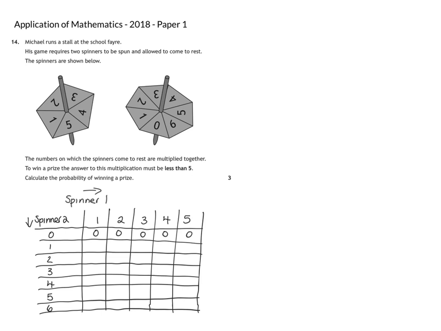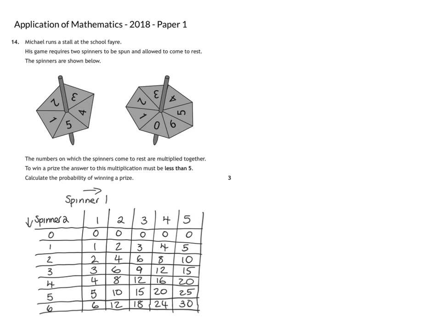1 times 1 is 1, 1 times 2, so this row is just going to be the numbers themselves. This is going to be them doubled, so we've got 2, 4, 6, 8, 10. Then tripled, so we've got 3, 6, 9, 12 and 15. So as you can see it's going up in our times tables. So 4, 8, 12, 16 and 20. 5, 10, 15, 20, 25 and 6, 12, 18, 24, 30.